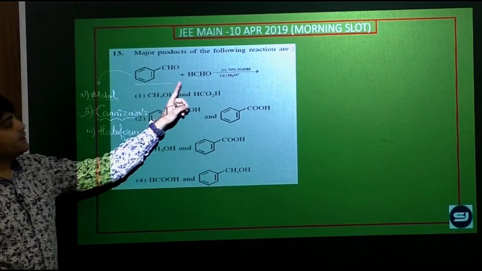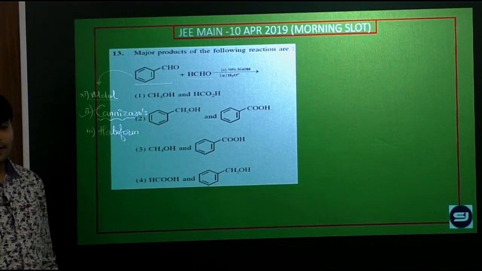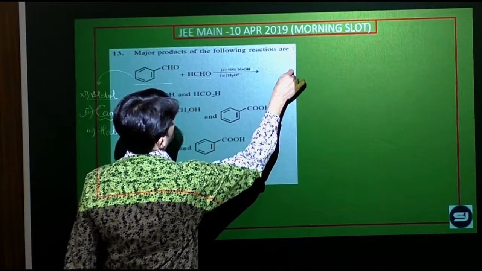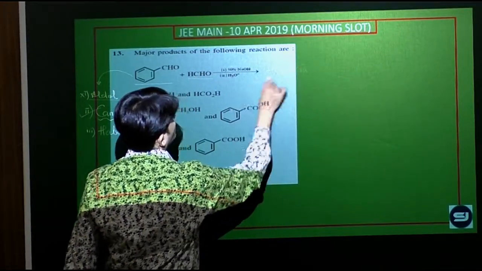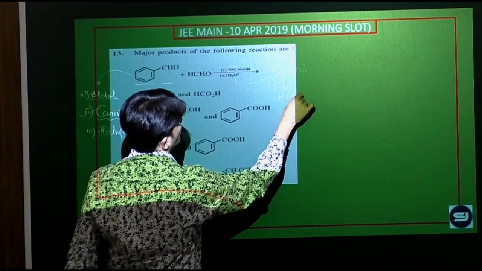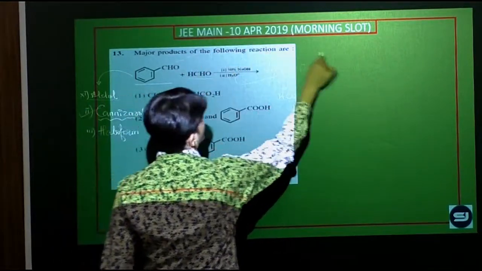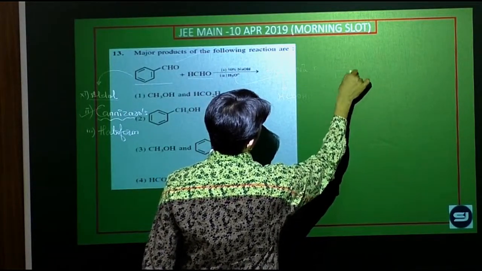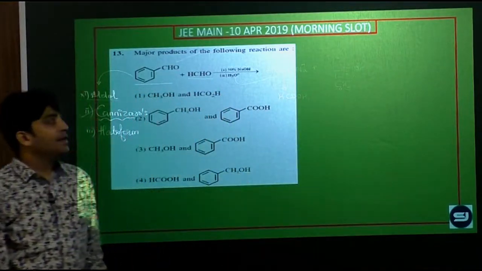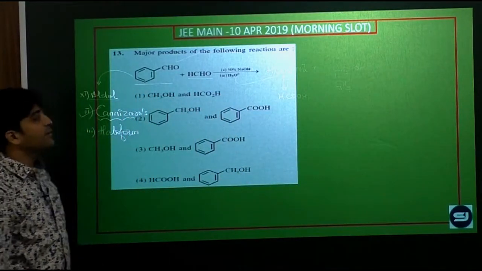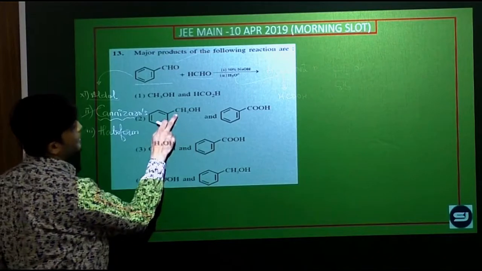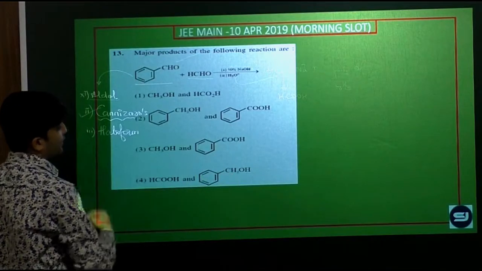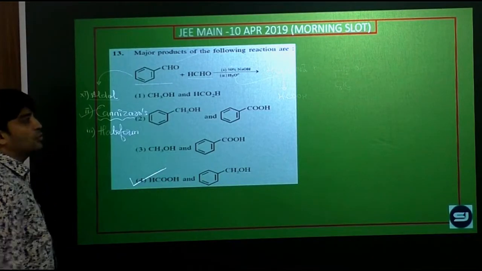And between benzaldehyde and formaldehyde, the more reactive will oxidize and the less reactive will reduce. If this oxidizes, it will form a formate salt, which on hydrolysis would change to formic acid, plus the benzaldehyde will reduce to form benzyl alcohol, which is C6H5CH2OH. Hence, the cross-Cannizzaro reaction between benzaldehyde and formaldehyde will yield benzyl alcohol and formic acid, but not benzoic acid, and the answer is option 4.